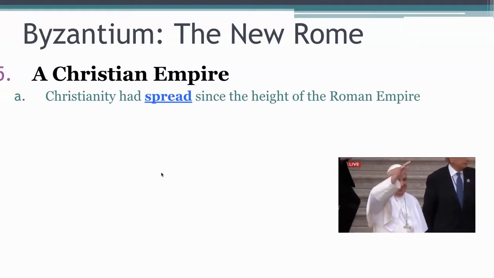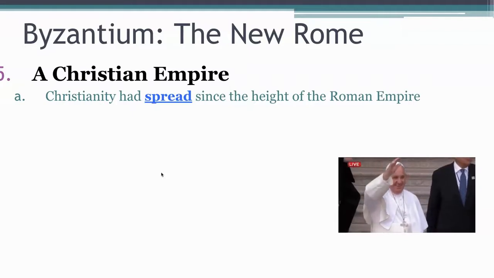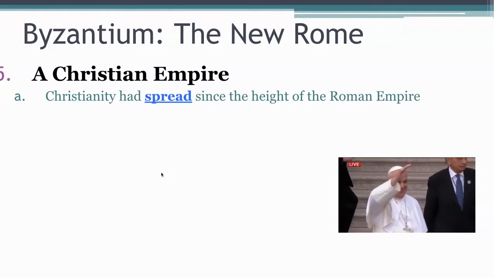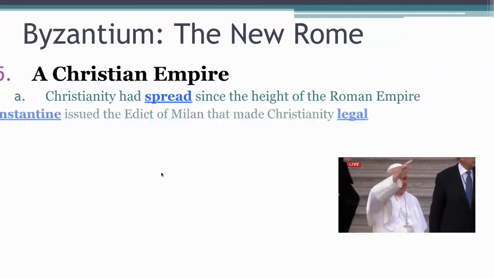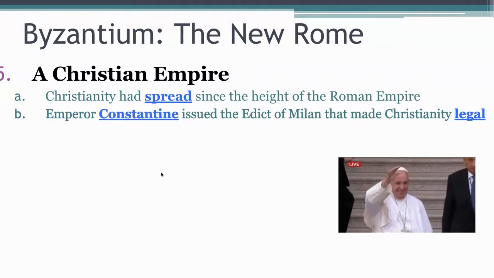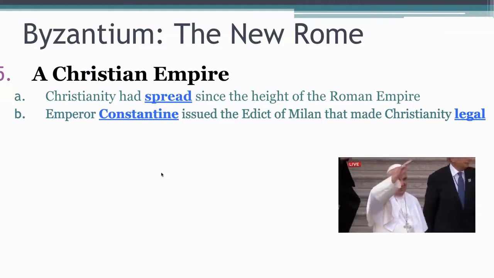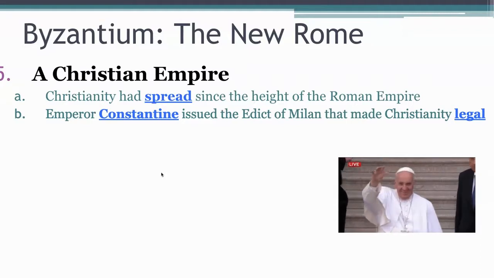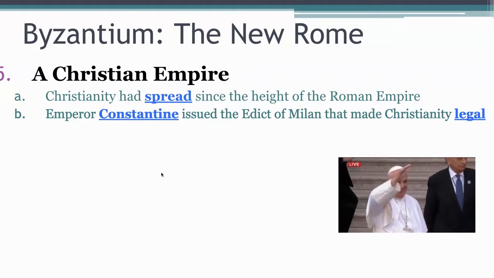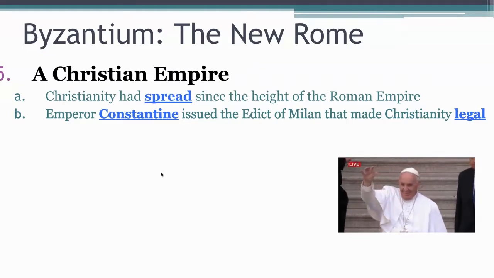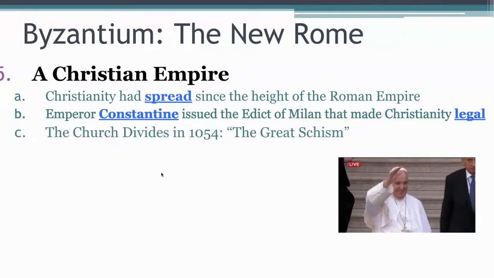Constantine made Christianity legal. Emperor Theodosius made Christianity the official religion of Rome. So there's no doubt here in Byzantium, Christianity is going to reign supreme. Like I said, Emperor Constantine had issued the Edict of Milan that had made Christianity legal. We've talked about that a couple of times, but it's worth mentioning here that you have a Roman emperor, the same Roman emperor that moved the capital over to Byzantium, that was definitely promoting Christianity.